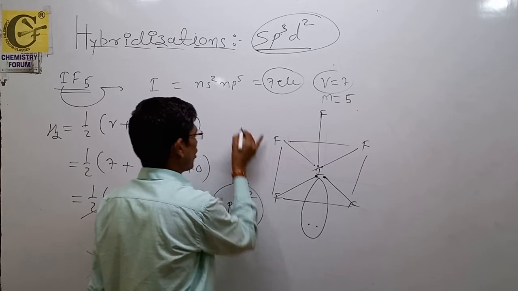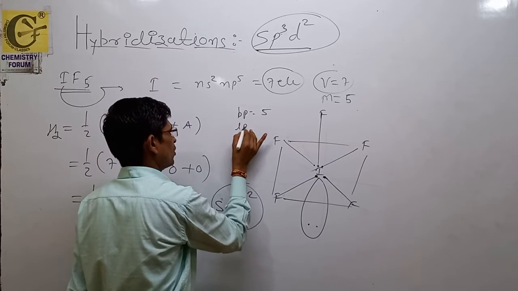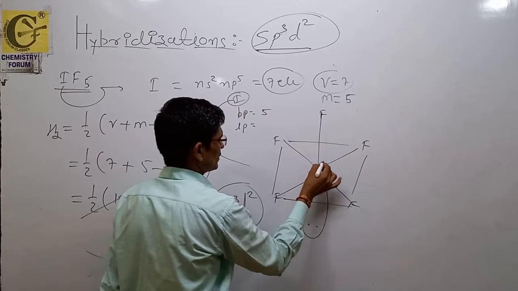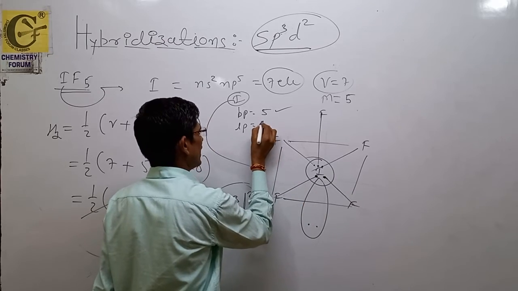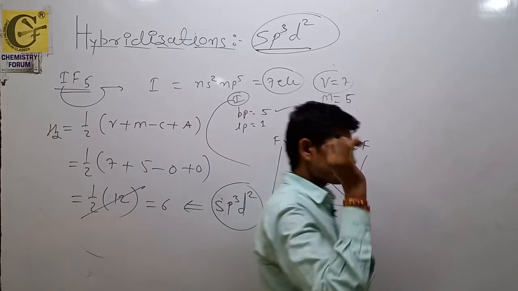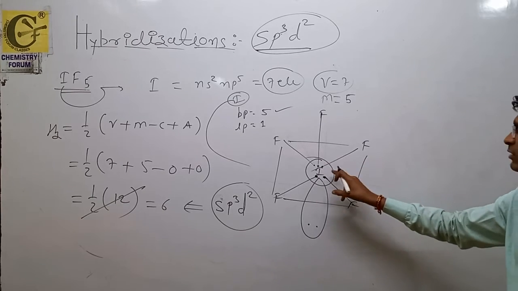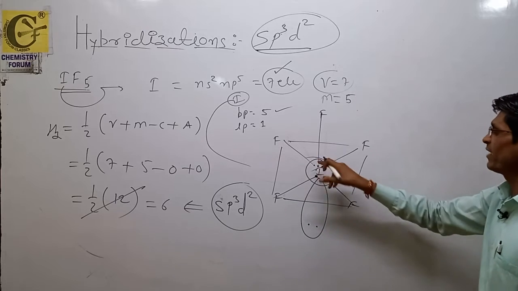So total bond pair: now here we look at bond pairs of electrons, there are 5 bond pairs, and the lone pair of electrons is with iodine. Iodine has 5 bond pairs of electrons and 1 lone pair of electrons. That's why 2 electrons from the lone pair and 5 electrons from the bond pair. That's why we call it 7 electrons in its valence shell.